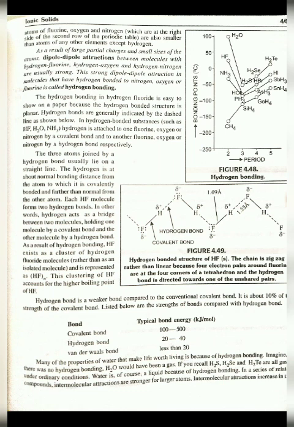In a series of related compounds, intermolecular attractions are stronger for larger atoms. Intermolecular attraction increases in order of H2Te the highest, then H2Se, then H2S, and water should be a gas. The fact that water is a liquid can now be explained by hydrogen bonding. Each hydrogen in a water molecule can form a hydrogen bond to oxygen in another water molecule, and the oxygen can accept a hydrogen bond from two other water molecules as shown.